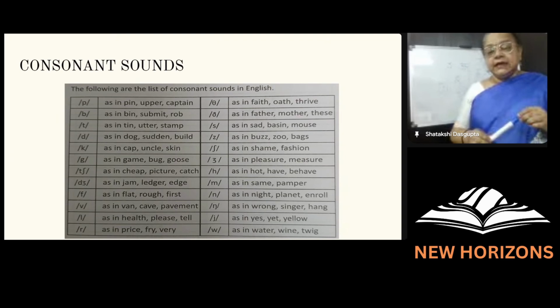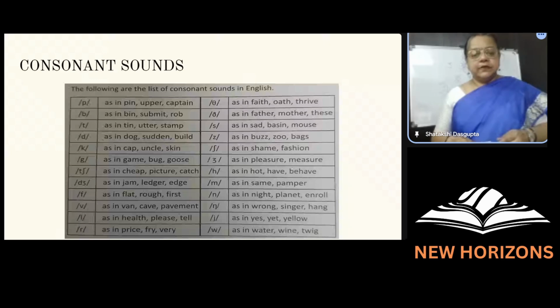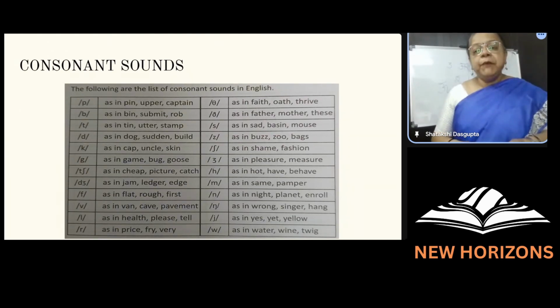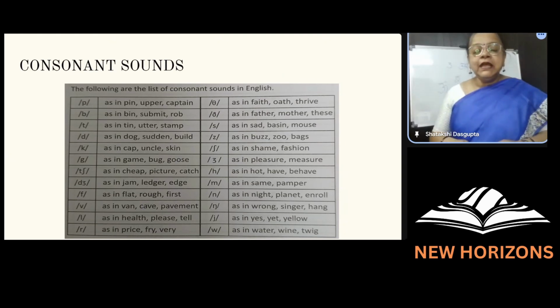The next one, D and J, the sound as J: jam, ledger, edge. Next, the Hindi pha: flat, rough, first. Next, V: van, cave, pavement. Next, L: la, health, please, hell.